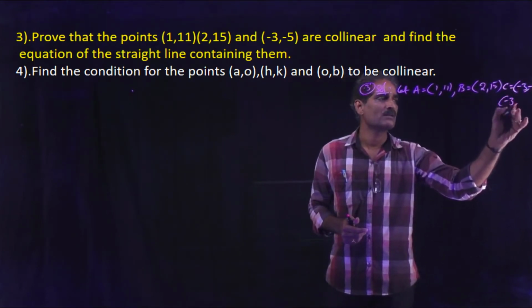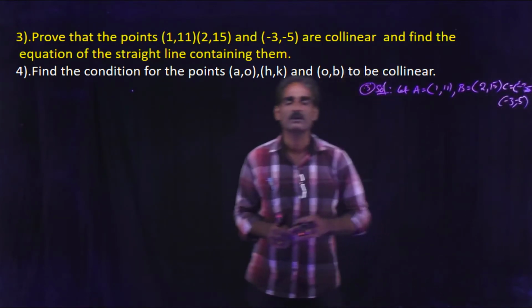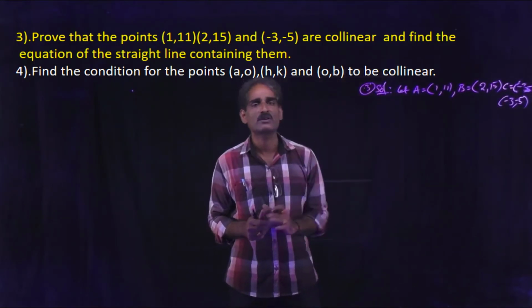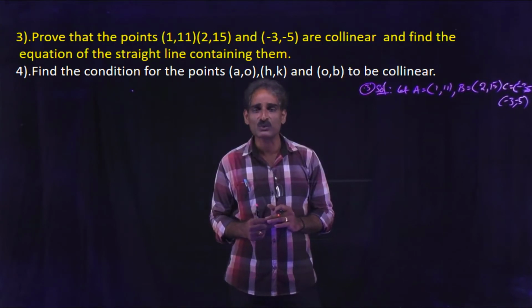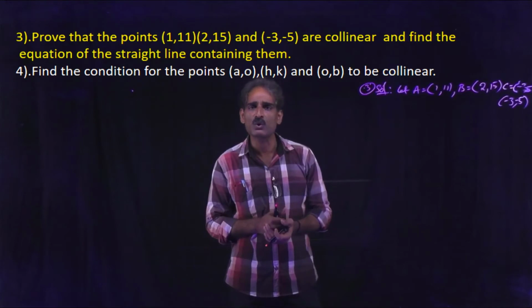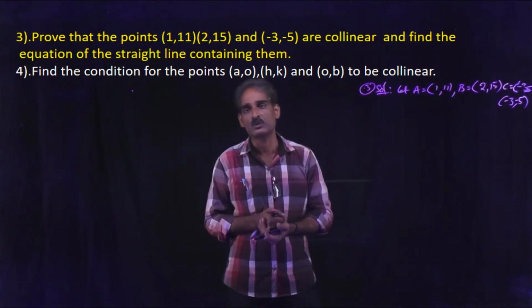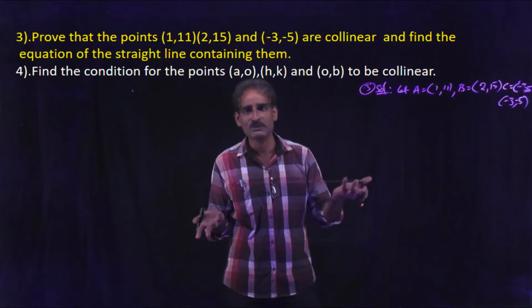Minus 3 comma minus 5. Okay, so we have 3 points. We have to prove that these 3 are collinear. Find out any 2 slopes: slope of AB, slope of BC, slope of AC. Out of these 3 we can find out any 2. If the slopes are equal, they must lie on a line.